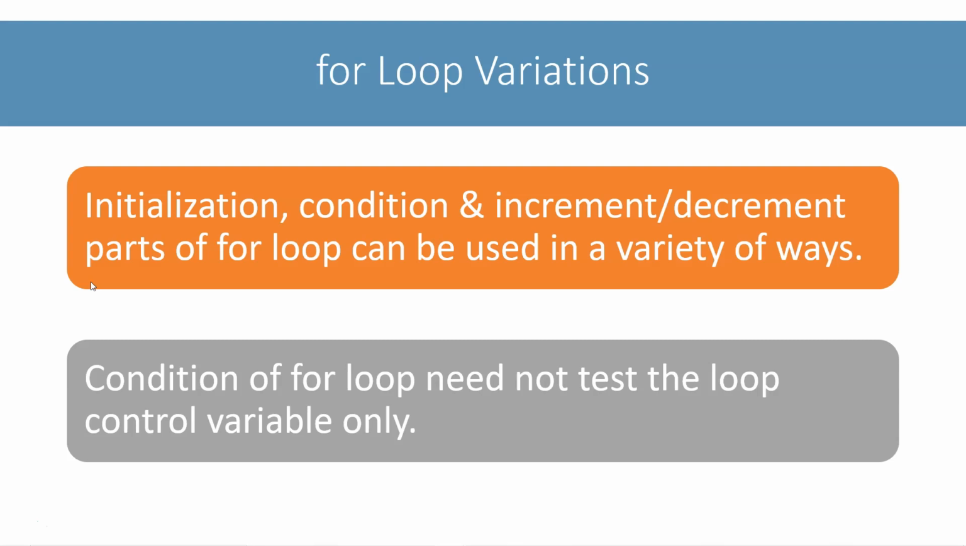The first variation that we will see involves the condition part. The conditional expression of the condition part need not test the loop control variable against some target value. It can be any Boolean expression. Let's look at a Java program in BlueJ to understand this.